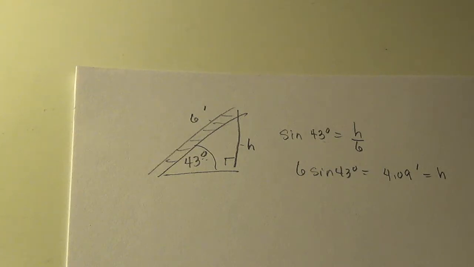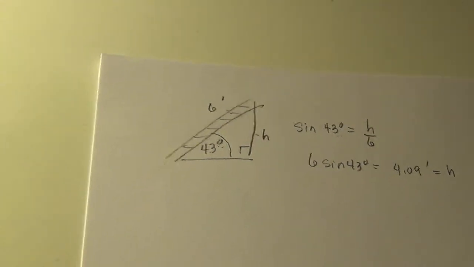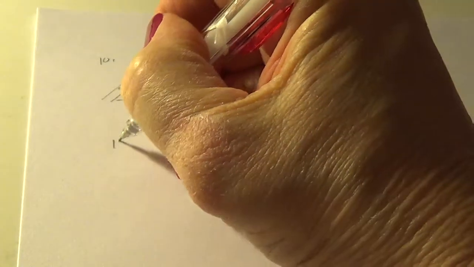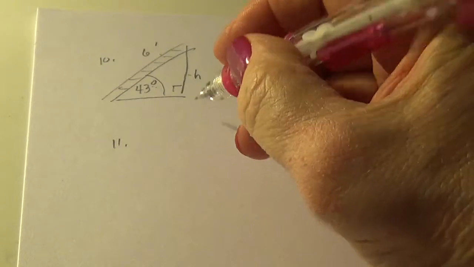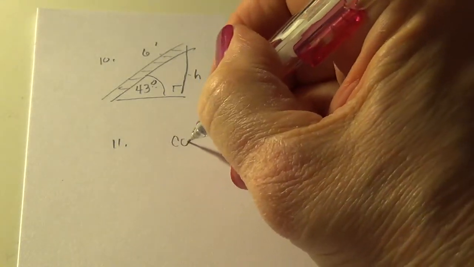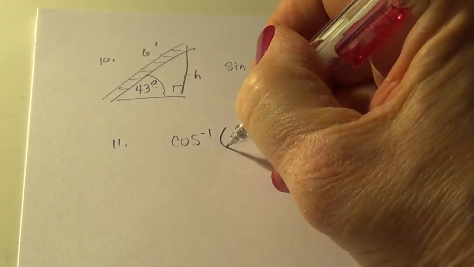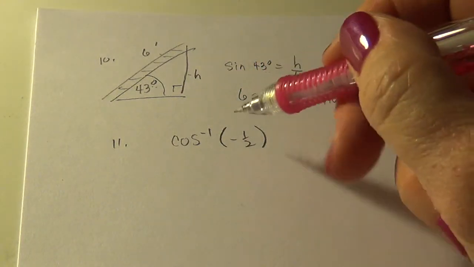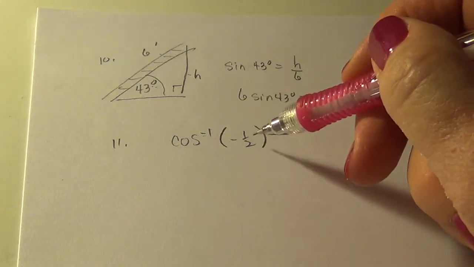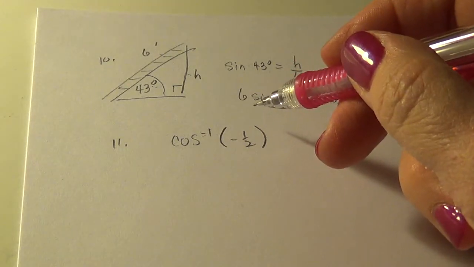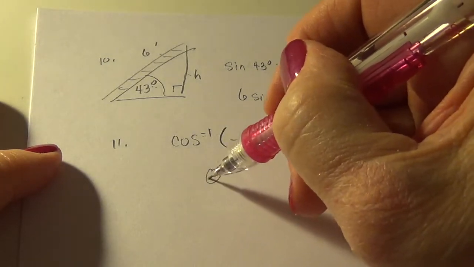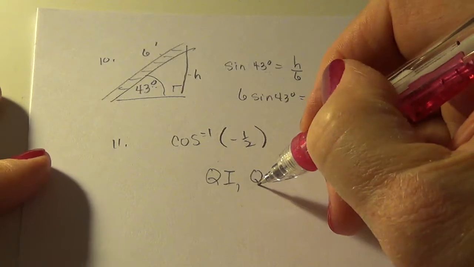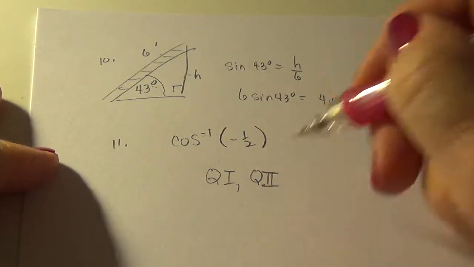Alright, let's remember a little more about our trig. If that was number 10, just 2 more. Let's evaluate without a calculator cosine inverse. Let's recall what inverse trig looks like. So that is saying what angle has a cosine of negative 1/2. And for cosine inverse, we're only allowed to look at quadrant 1 and quadrant 2.